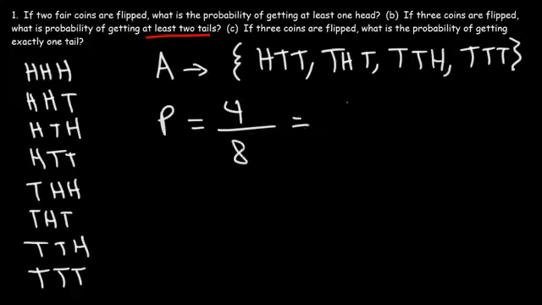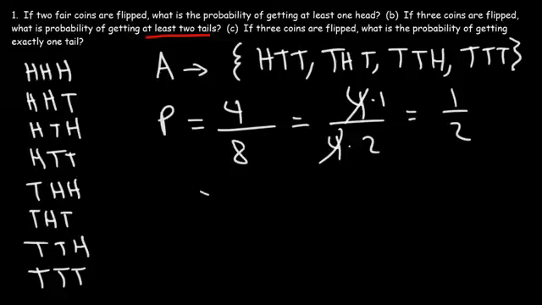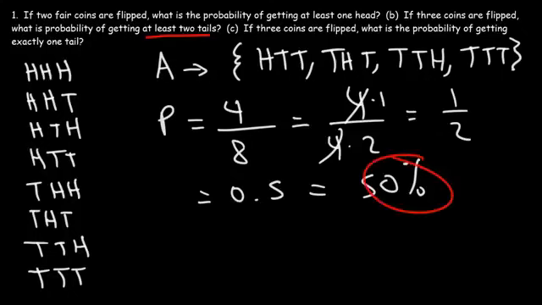So 4 over 8, you could reduce that. 8 is basically 4 times 2, 4 is 4 times 1. So this becomes 1 over 2. 1 divided by 2 is 0.5. So there's a 50% chance of getting at least 2 tails.